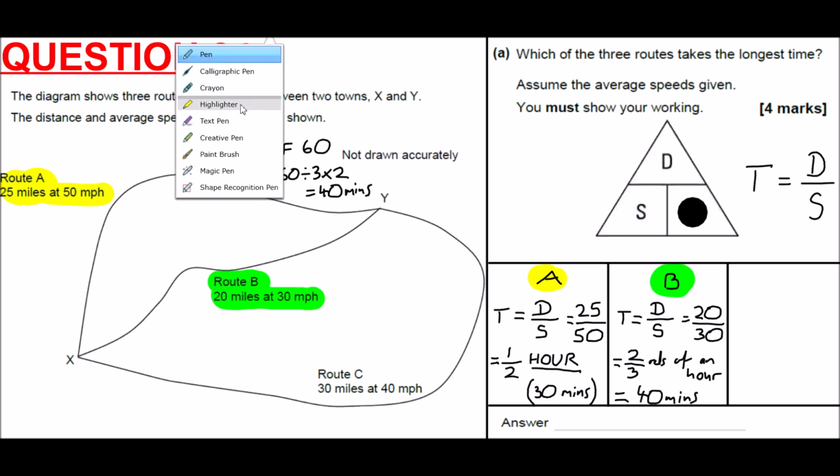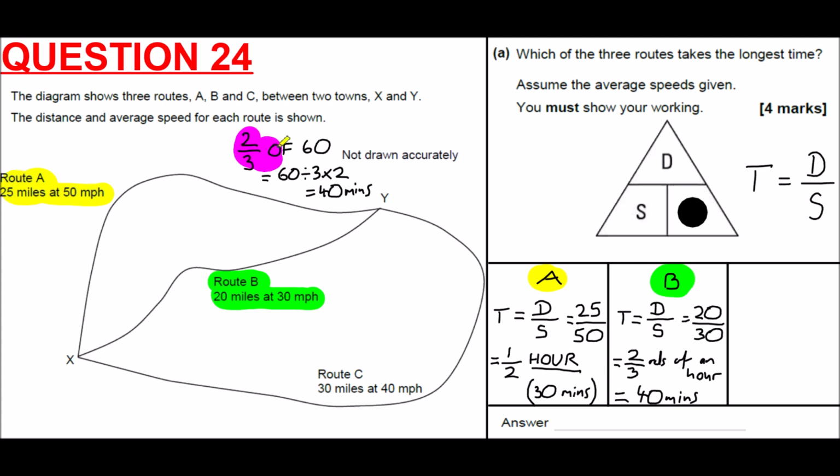And so for route B, it'll take 40 minutes. 2/3 of an hour equals 40 minutes. I'm just highlighting this up here so you can see that this relates to route B. Finally, route C. 30 miles at 40 miles per hour.